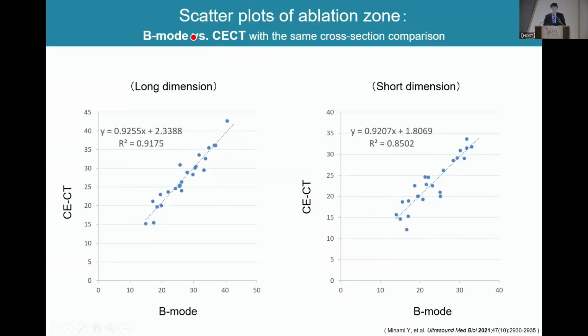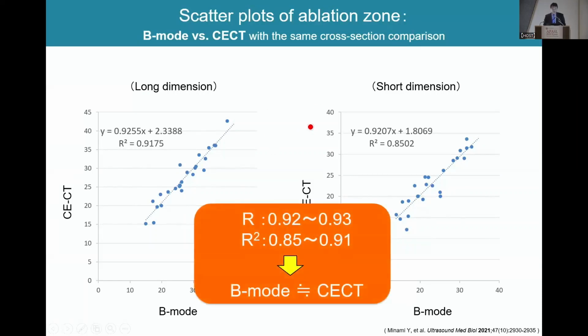And this is the scatter plot of the ablation zone between B-mode US versus CECT. The R values for the long dimension and short dimension were 0.93 and 0.93 respectively. So these results also show a highly positive correlation of ablation size between B-mode US and CECT.